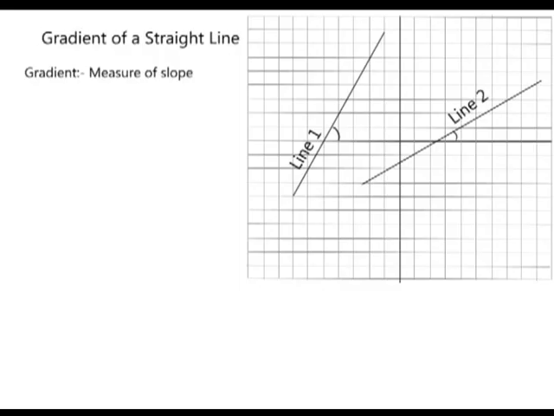The gradient of a line is defined as the ratio of change in the y-coordinate or the vertical rise to the change in the x-coordinate or the horizontal distance. Therefore, gradient is equal to change in y-coordinate over change in x-coordinate, or delta y over delta x.